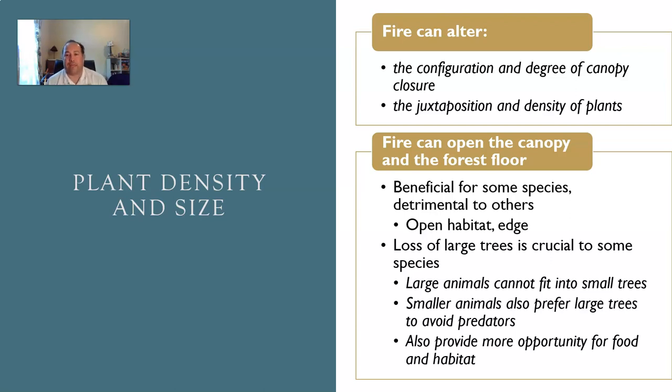The big thing for me is fire, opening up these gaps, opening the canopy, and then exposing the forest floor to light and allowing these other species to flourish and giving us that real mosaic kind of a look in terms of these areas. It's the same thing we've been talking about, beneficial for some species, detrimental to others. And it's really focused on the two ideas, the idea of open habitat and what species thrive in open habitat, what species does open habitat not work for.